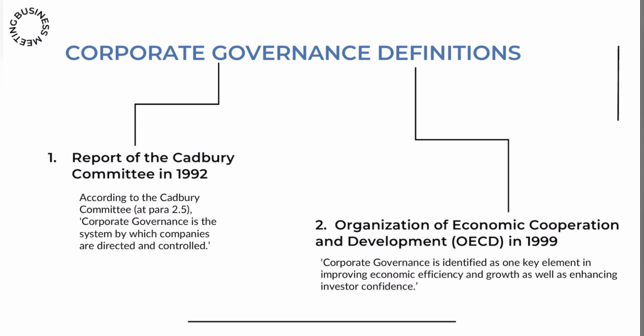The second definition is that first provided by the Organization of Economic Cooperation and Development, also known as OECD, in 1999. Corporate governance is identified as one key element in improving economic efficiency and growth, as well as enhancing investor confidence.